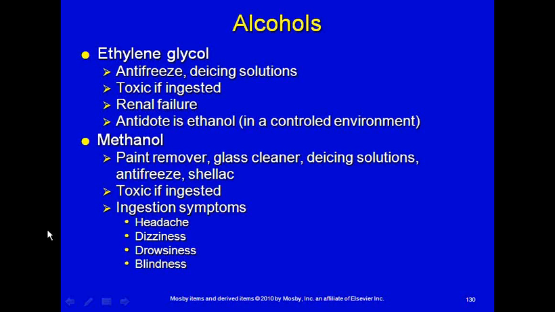Often with antifreeze, alcoholics would drink that because it had alcohol in it originally. Antifreeze had alcohol in it, and that's what kept it from freezing. They would siphon it through bread and drink it, but it's very toxic if ingested. It can cause renal failure. And the antidote for ethylene glycol overdose is ethyl alcohol, but it has to be in a controlled environment.